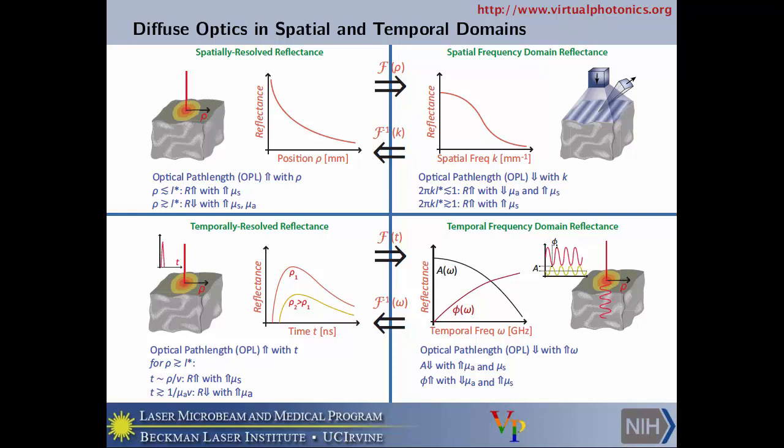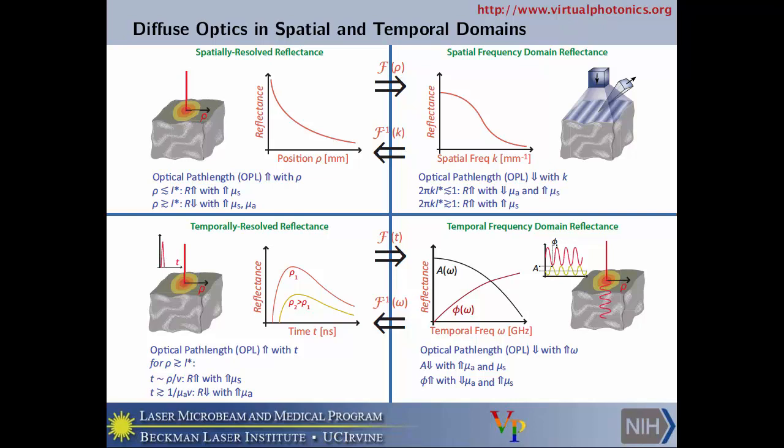And with respect to temporal frequency domain methods, at small temporal modulation frequencies, you can be very sensitive to absorption but not so much to scattering. And it's only when you start to modulate on temporal frequencies that are comparable or larger to the absorption relaxation time that you are able to separate impacts of scattering relative to absorption. And you're going to see that in today's laboratory.